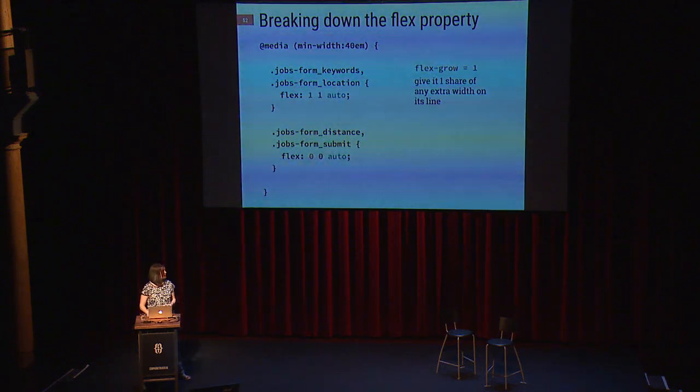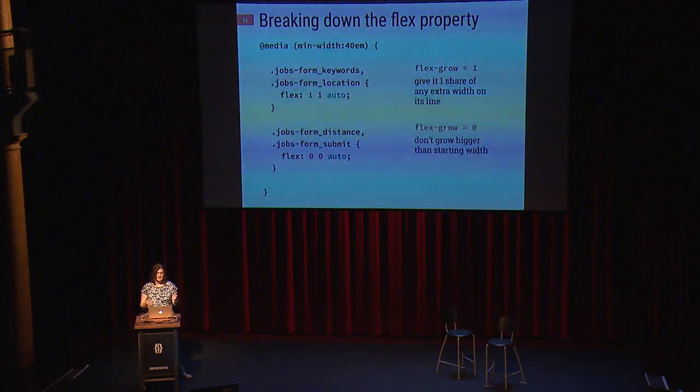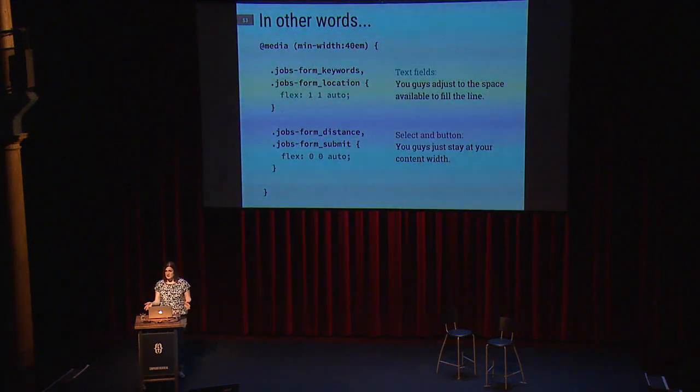Flex grow is the first value. Set to 1 on the text fields means that each will get 1 share of any available extra width on a line. And flex grow set to 0 on the select and button means don't add any pixels to their starting widths. So in other words, the select and the button will always stay at their content width no matter what, and then the text fields will grow to take up whatever space is left. So I never will have the problem of cut off text in the dropdown.